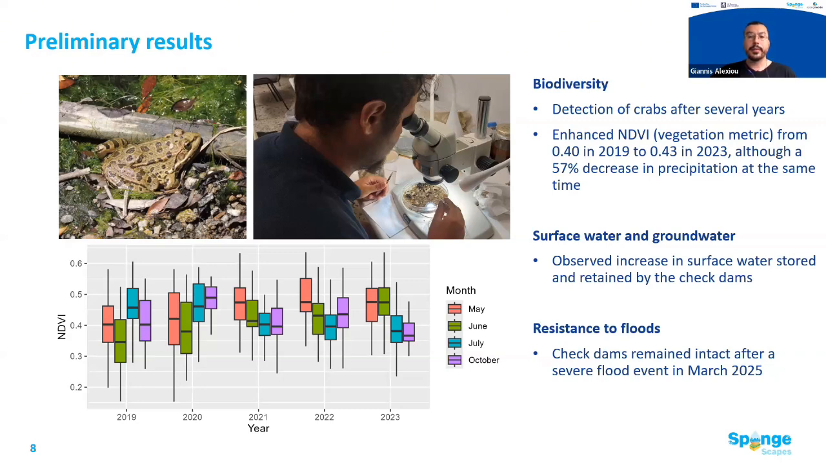There was a pretty severe flood event a few months ago at the end of March, and we were happy to see that these check dams remained intact after this flood event, even though it resulted in many catastrophes in the island. So these are our preliminary results, and I believe that these are an indication of how such sponge measures, such as these traditional stone check dams, can be a practical and efficient tool for climate adaptation.